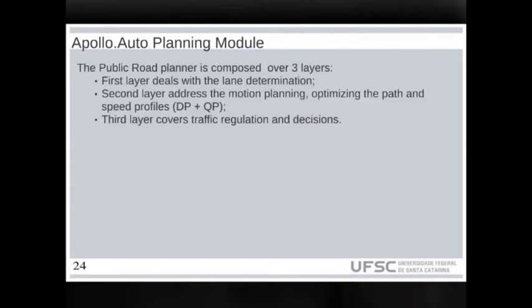So the Apollo Auto planning is a planner composed of 3 layers. The first layer deals with the lane determination. The second is the motion planning. It's decoupled. It optimizes the path and the speed profile with dynamic programming and quadratic programming.